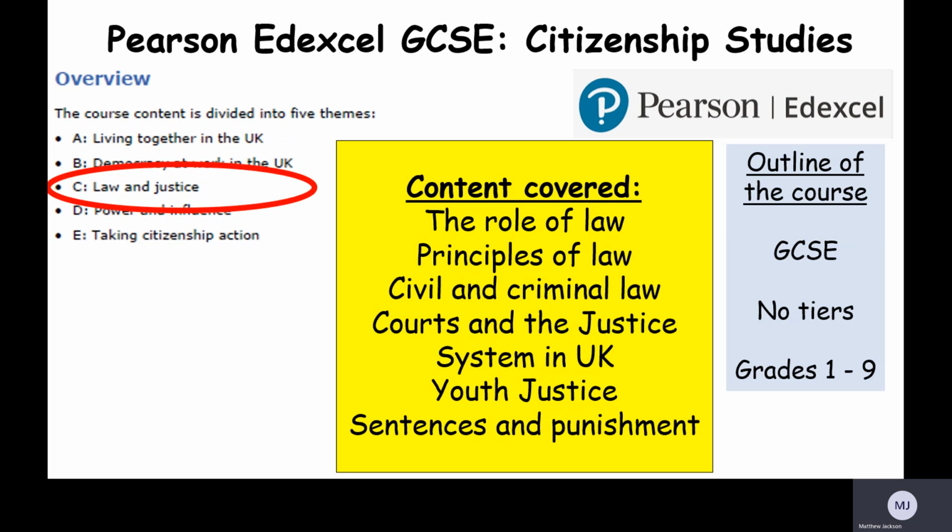Then we look at law and justice: the role of law, the principles of law, the difference between civil law and criminal law, youth justice and how that changes between being an adult and being a youth, and also sentences and punishment, and what suspended sentences are, all the things that you hear but don't realistically know truly what they are or why they're a better deterrent.